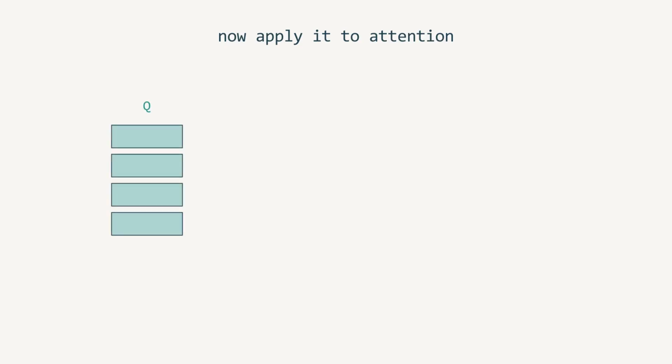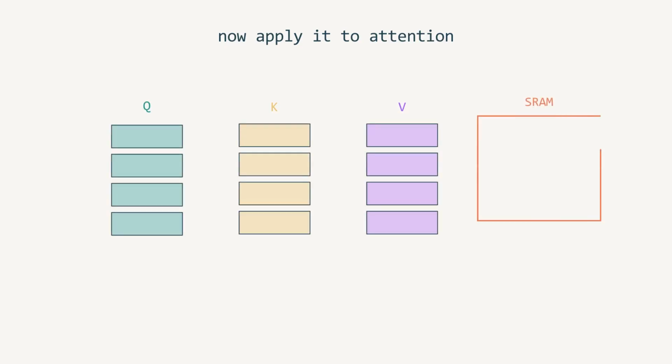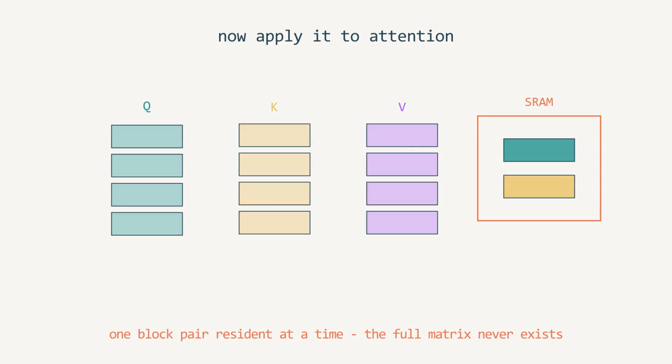Now apply it to attention. Split the queries into row blocks. Split the keys and values into column blocks. Load one block of keys and values into SRAM. Loop over query blocks. Compute the small block of scores on chip. Use it immediately. Throw it away. The big matrix is never written anywhere. It never exists. Except you can't do this.